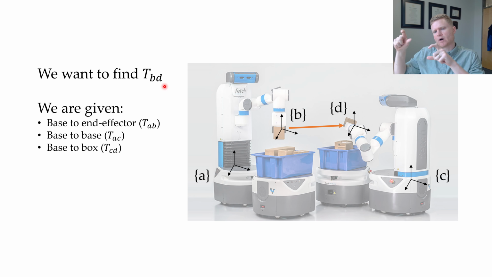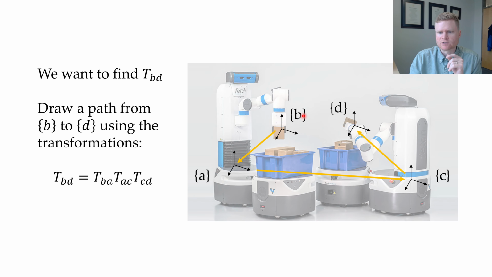So I know how I could hand these two boxes off. I know the position and orientation of them with respect to one another. And what I'm given is the transformation matrix from A to B, from A to C, and from C to D. Okay? So to find this unknown transformation matrix, what I recommend you do is sit down and draw a continuous path that starts at the base of whatever coordinate frame you want to start with, and ends at the coordinate frame that you want to end at. So here I've drawn my path from B to D that moves through the different quantities that I know.